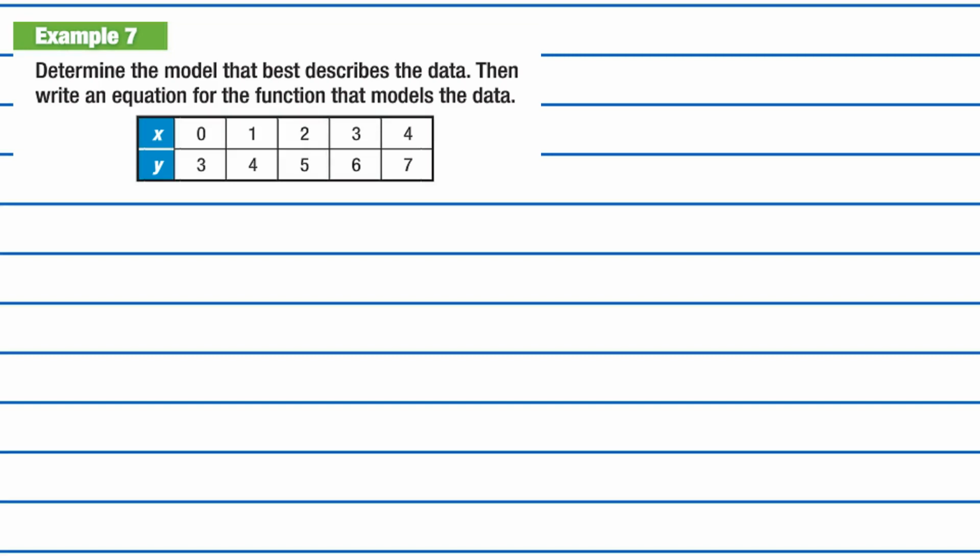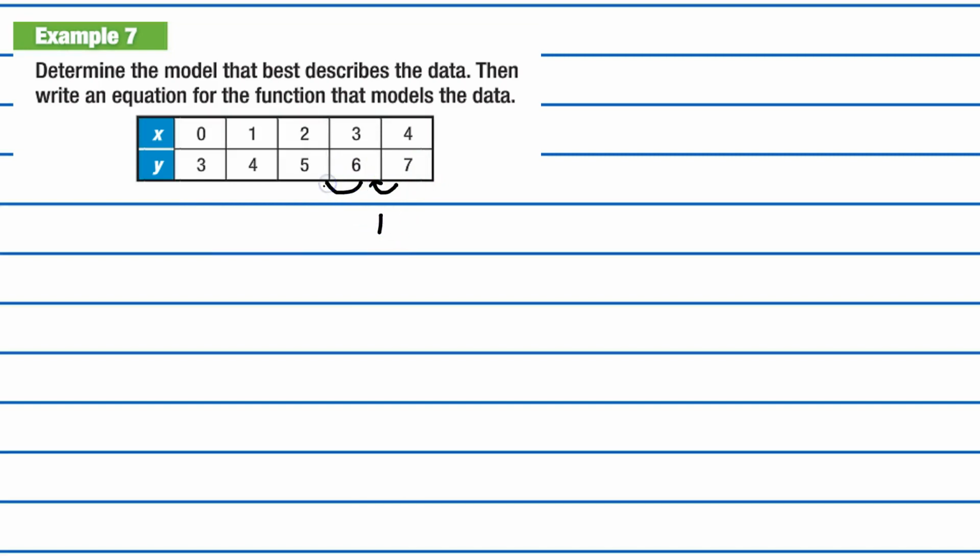Determine the model that best describes the data. Then write an equation for the function that models the data. First of all, we see that x goes from 0, 1, 2, 3, 4, so it is consistent. That's the first thing you just want to double check to make sure. Then we go from 7 to 6. How does this change? How do we get from 7 to 6? Well, it changes by 1.